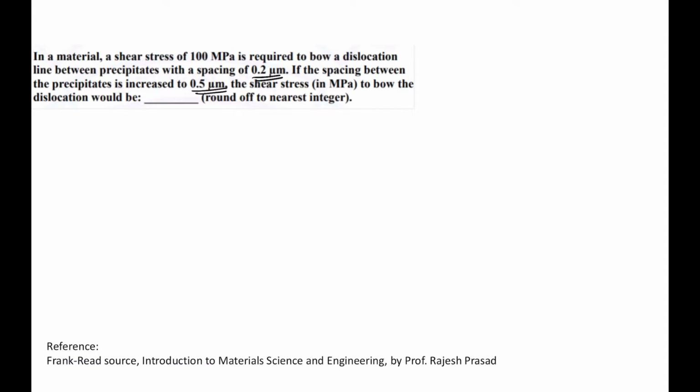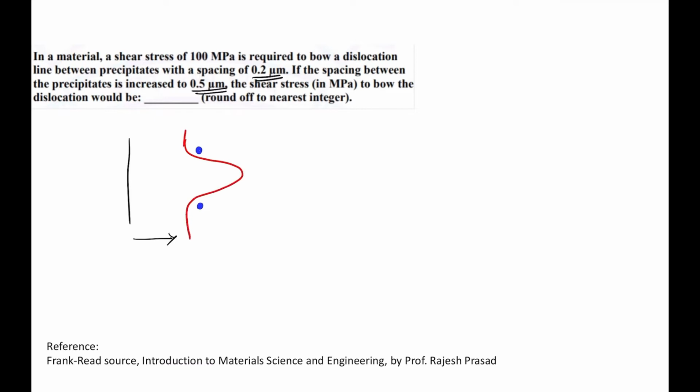So how to go about? We know that if there are precipitates, let's say something like this, we have two precipitates, and if we have a dislocation line traveling in this particular direction, what happens? These precipitates will act as obstacles, and if the precipitates are coarse enough, the dislocation will try to bow or form a loop around these precipitates. So how it will look is something like this. It will try to form a loop something like this, okay?